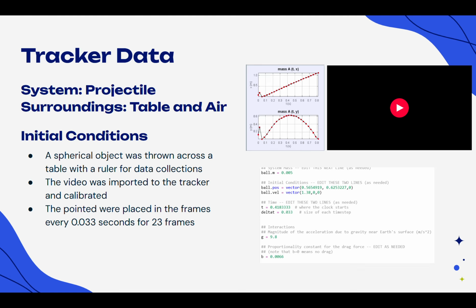In addition, the initial conditions that were taken from this data and put into the computational model were 0.565 meters in the x direction and 0.625 meters in the y direction, as well as 1.38 meters per second velocity in the x direction and 0 in the y direction, because this was extracted from the very top of the projectile, because that is where the computational model begins. The time begins at 0.418 seconds with a delta t of 0.033. The magnitude of acceleration due to gravity is 9.8 meters per second squared, and the proportionality constant, which is b, is 0.0066.